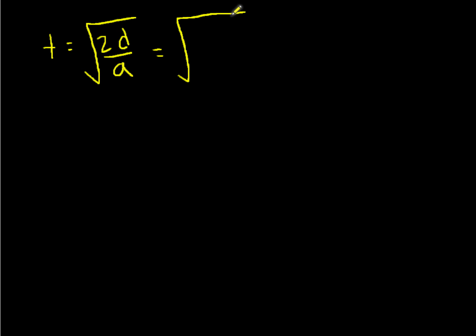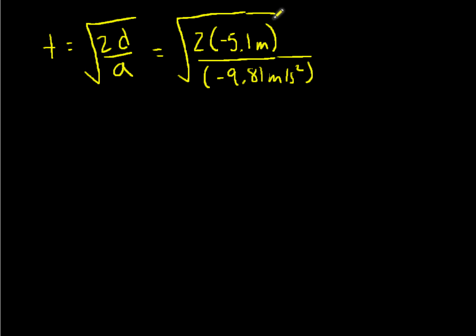So now let's plug our numbers in and get an answer for t. t equals the square root of 2d over a, equals the square root of 2 times negative 5.1 meters divided by negative 9.81 meters per second squared. And it's a good thing we put the negative in the 5.1 because now we have no negative under our square root and we get a time of 1.0 seconds.